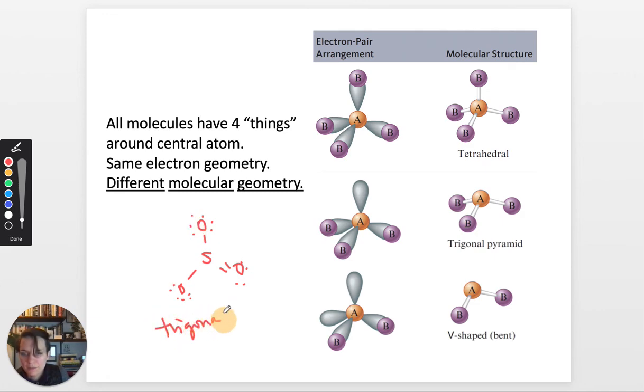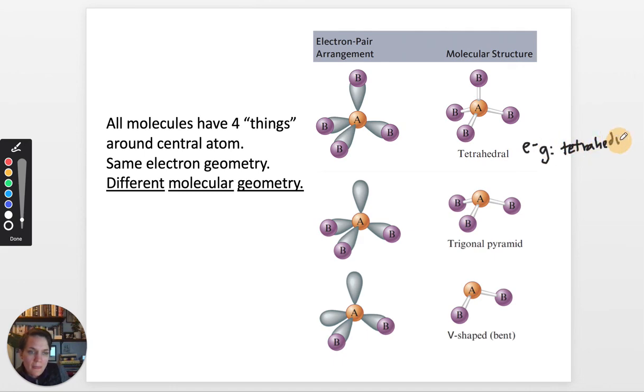Now, as soon as you start getting into tetrahedral, you're going to have some situations where you need to take into account the effect of those lone pairs on your overall geometry. So here we have our central molecule and 4 things around it. If all 4 of those things are atoms, then your electron geometry, I'm just going to abbreviate that as EG, is going to be tetrahedral, and your molecular geometry, MG, is going to be tetrahedral.